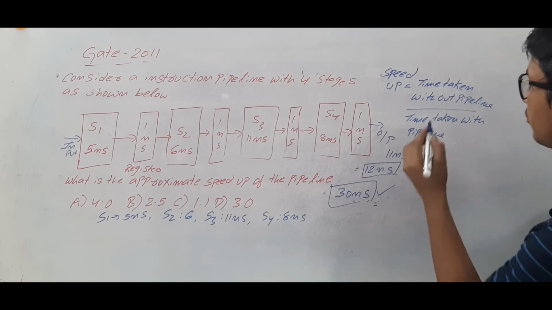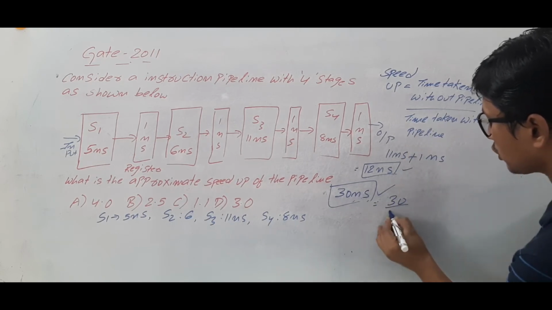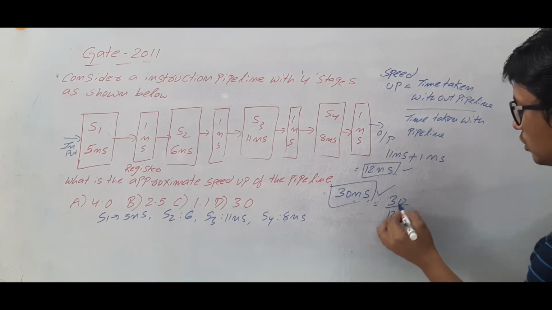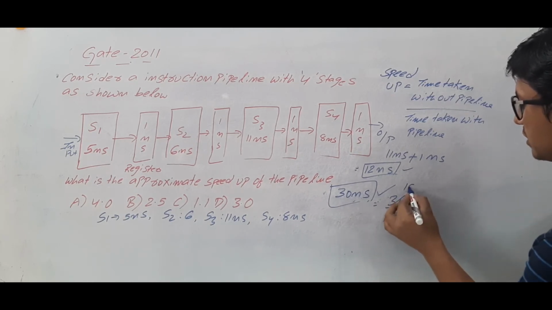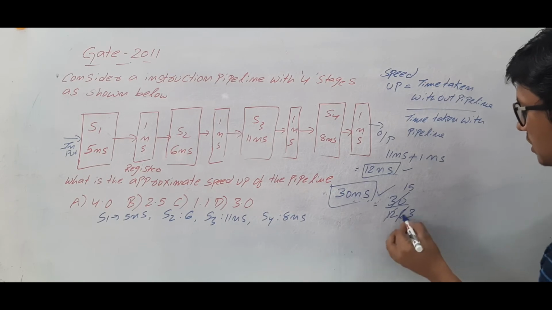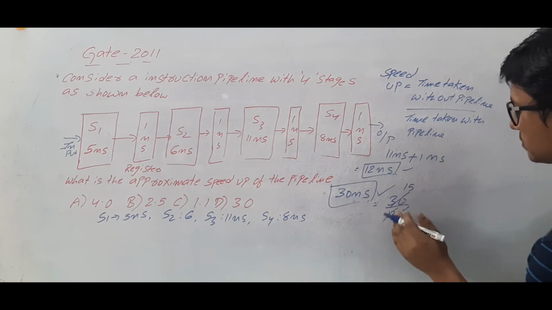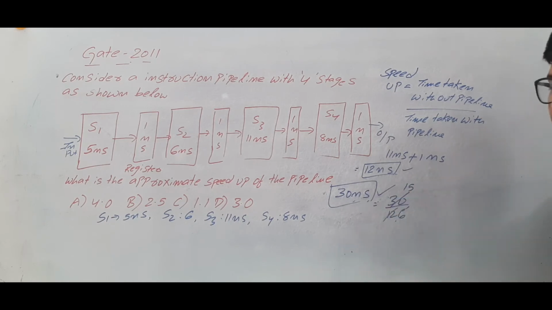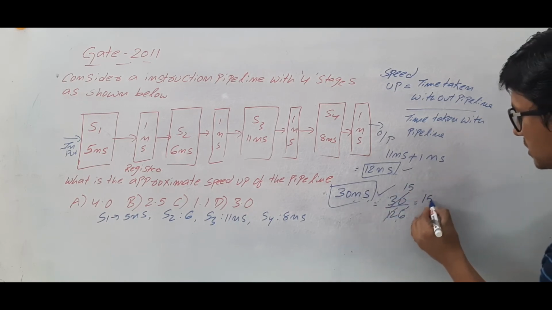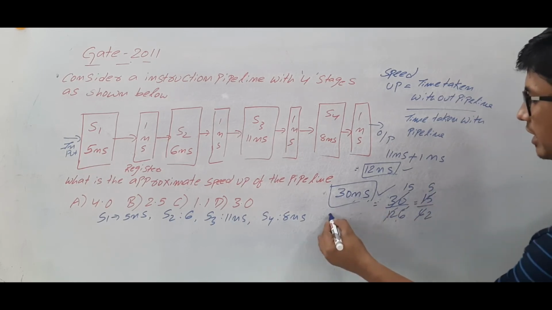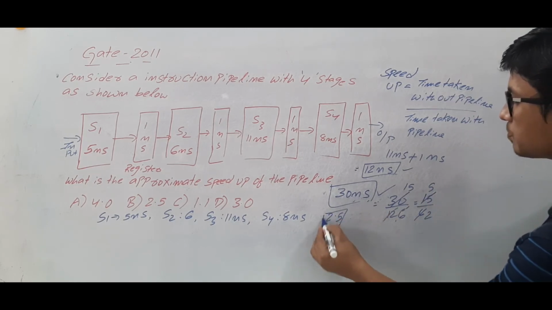So what is the formula? 30 by 12 nanoseconds. So 30 by 12 is how much? 15 by 6, which I can write as 3 2s are 6, 3 5s are 15. So I will get 2.5 as the speed up factor.